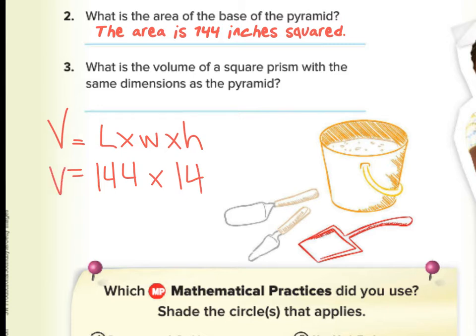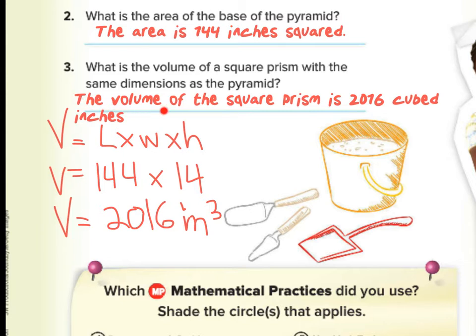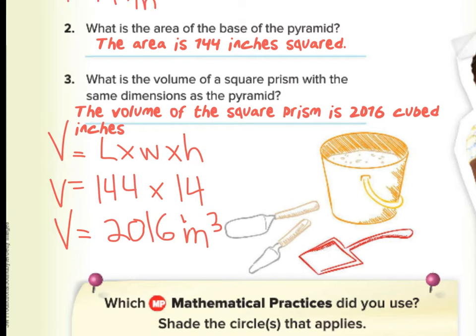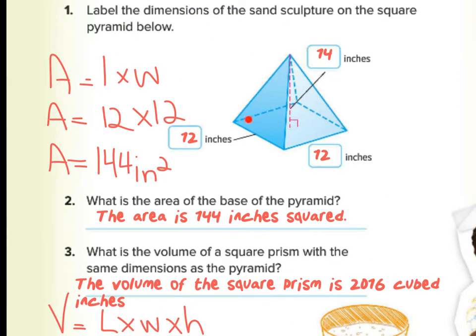That's for our volume. So 144 times 14 is 2016 inches cubed. The volume of the square prism is 2016 cubed inches. But keep in mind, it's a square prism. We did not actually find the pyramid, this shape right here. We did not find the pyramid. That's what we're going to learn now.